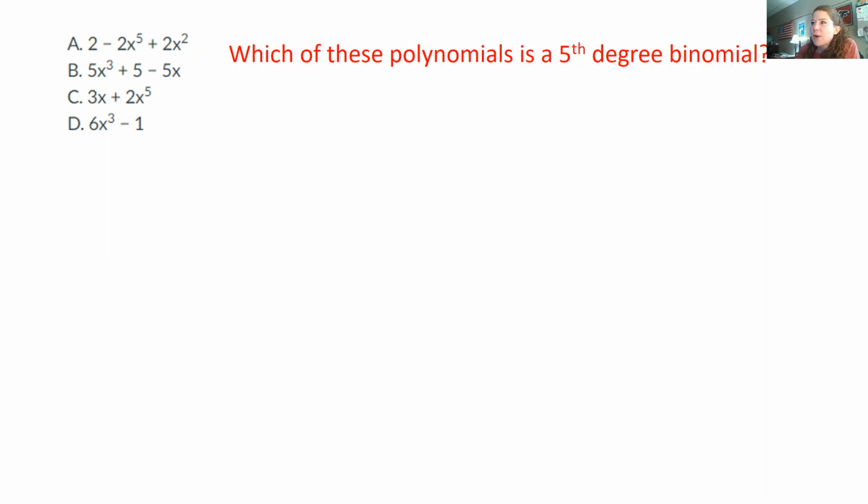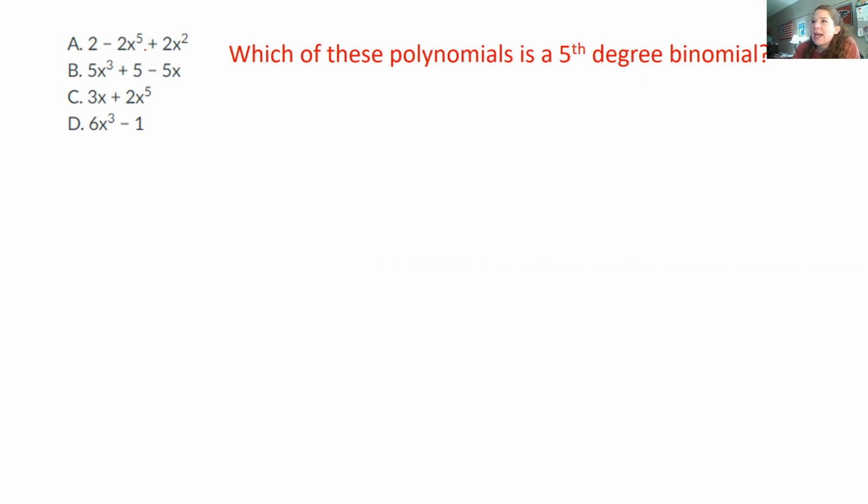So let's look at this first problem. It says, which of these polynomials is a fifth degree binomial? So remember, the degree is the number that has the largest exponent. That's what they're talking about by a degree, right?